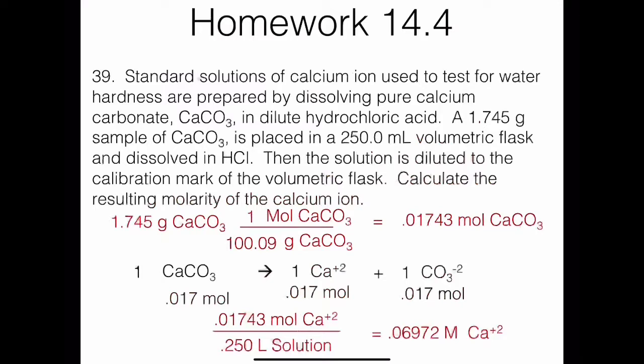And we can see in the balanced equation that because it's a 1-to-1 ratio, the number of moles is going to be the same. So we are going to use 0.01743 moles of calcium ion and divide that by the total number of liters of solution, which is 0.250. Don't forget to do that conversion. Notice they gave us 250 milliliters, but we need to convert that to liters to calculate molarity. So by dividing 0.01743 by 0.250, we get 0.06972 molar calcium ion.